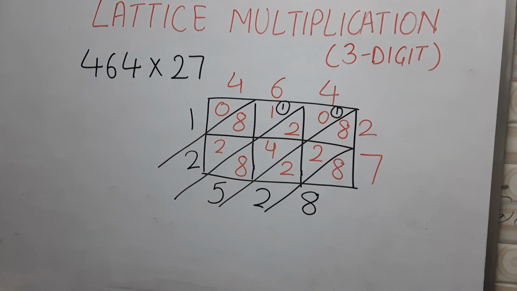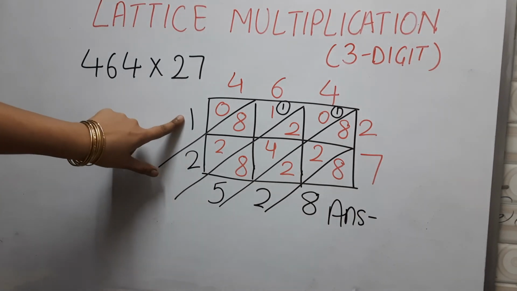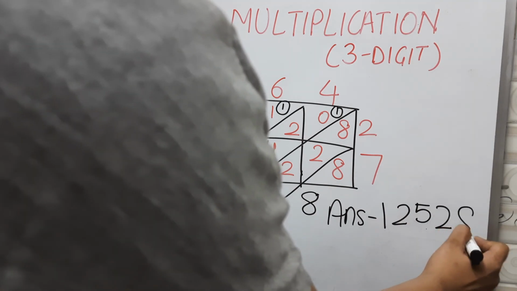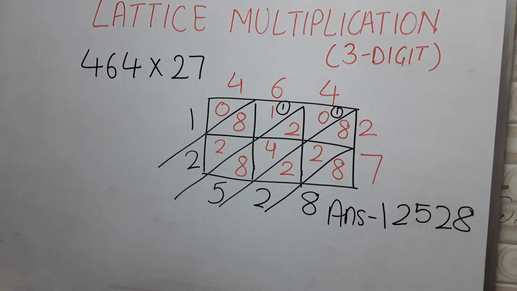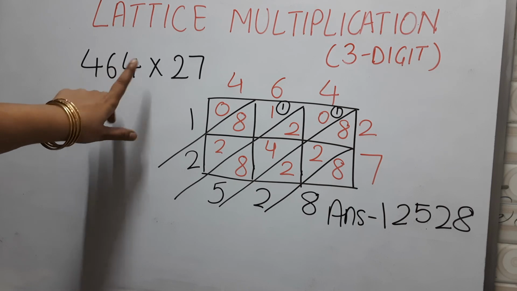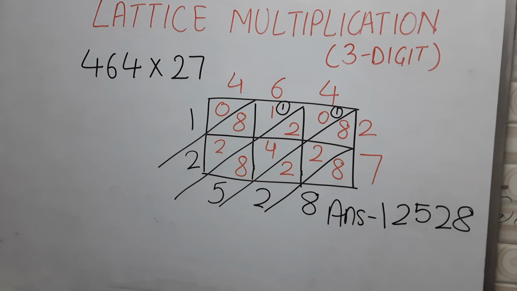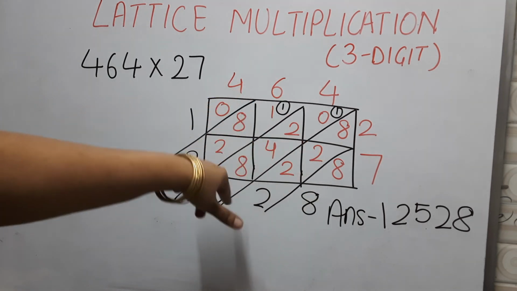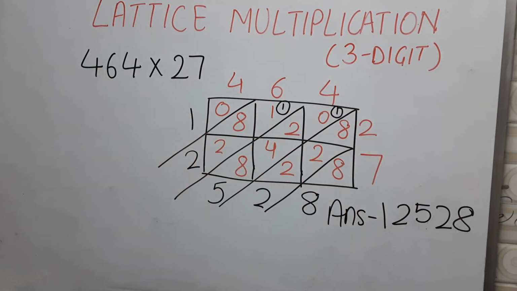And what will be my answer? My final answer will be starting from here: 1, 2, 5, 2, 8. 12,528 will be my final answer. So again kids, according to the digits in your multiplicand and multiplier, your rows and columns will be increased or decreased. I had a 3-digit multiplicand, so 3 columns, and a 2-digit multiplier, so 2 rows. Best of luck.